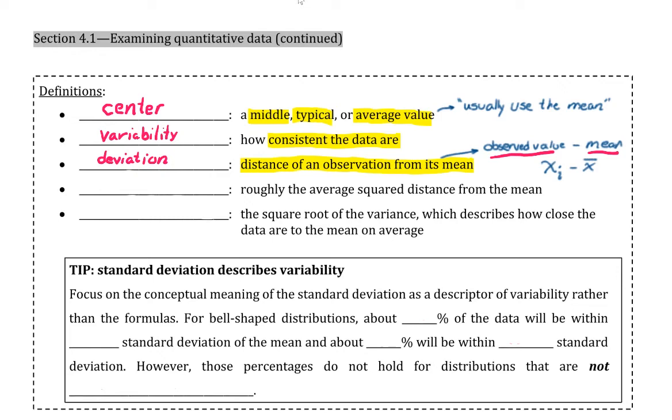The next is variance. Variance roughly is the average squared distance from the mean. And then lastly, the standard deviation. The standard deviation is the square root of the variance, which describes how close the data are to the mean on average.